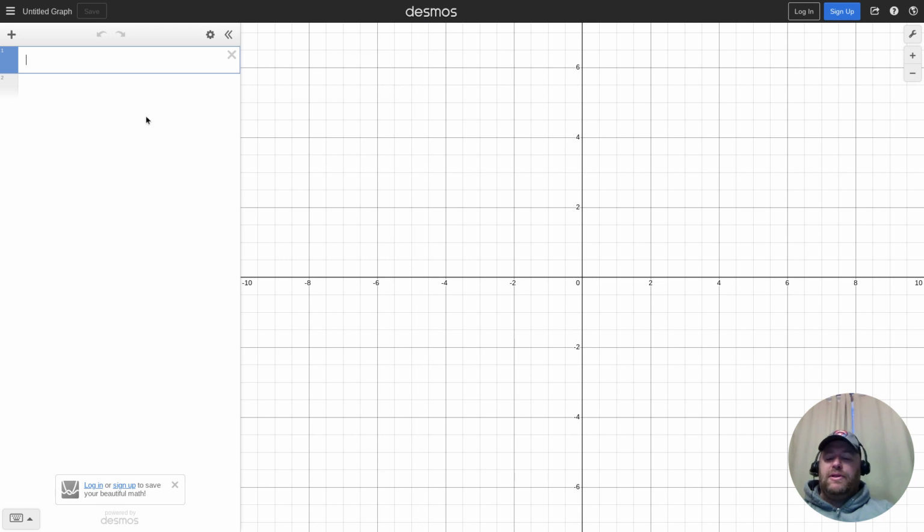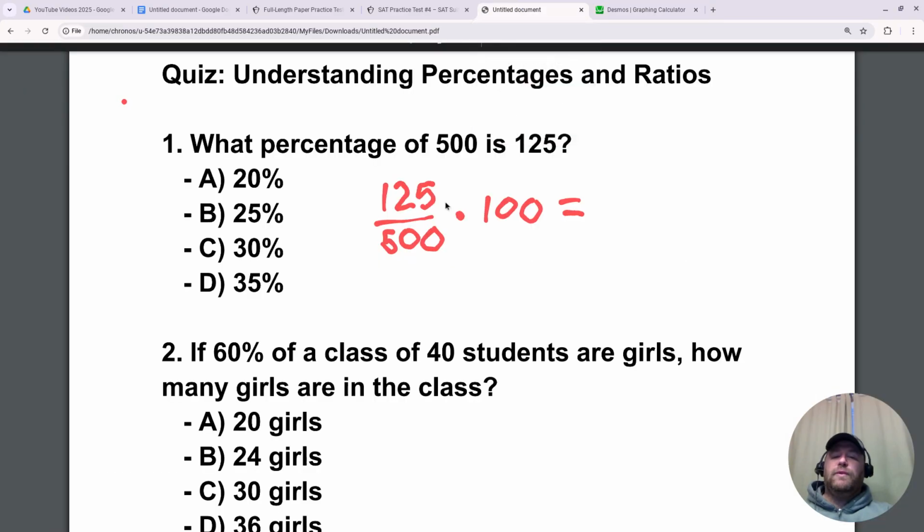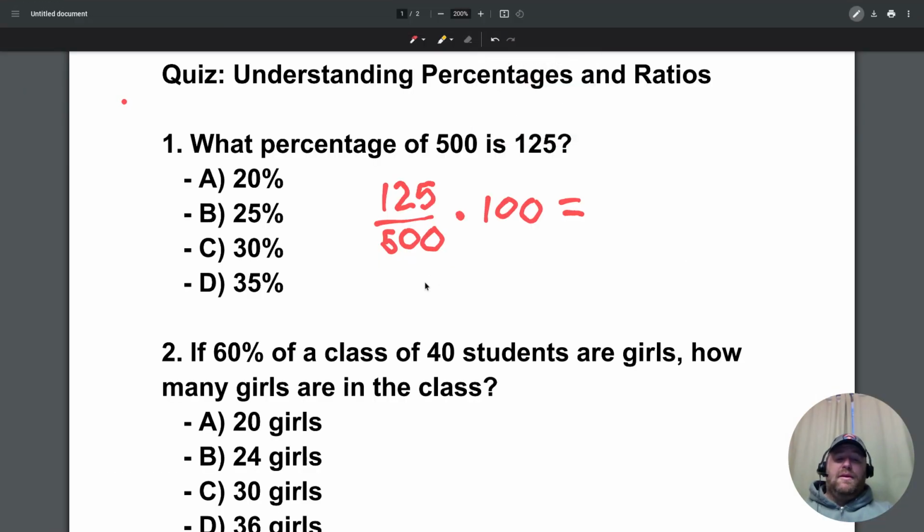And we can pull up this graphing calculator, which is like the calculator that will be on the SAT, and we'll do 125 divided by 500 and multiply that by 100, and you see here we get 25. So it's 25% of 500, which if you think about it makes sense because 25% of 100 is 25, and you have 5 of those, so 5 times 25 is 125. So my answer here is going to be 25%, which is B.